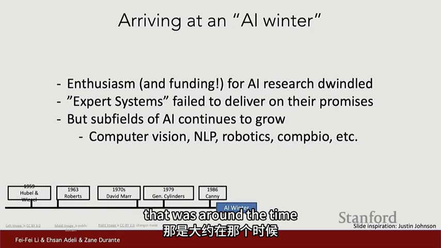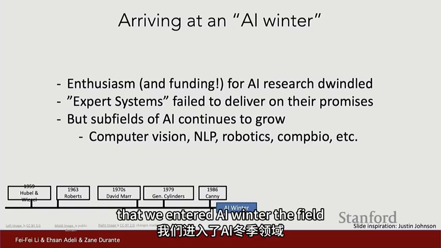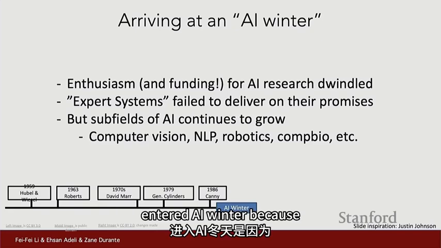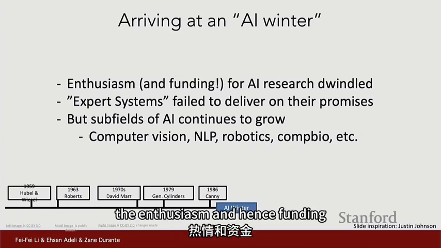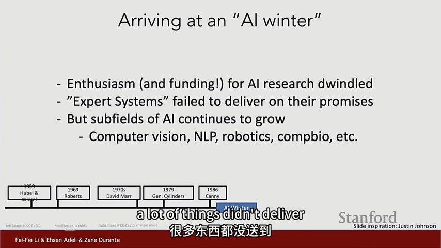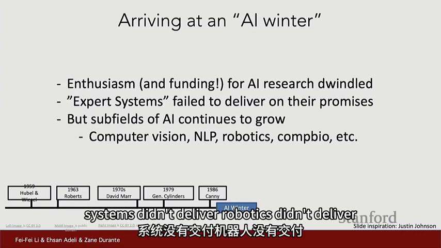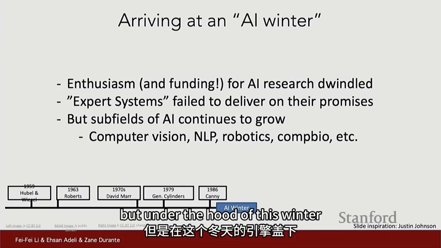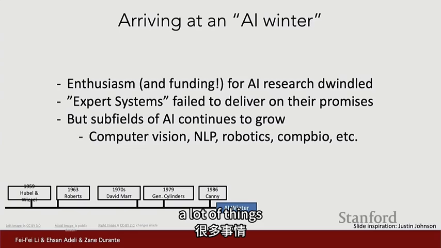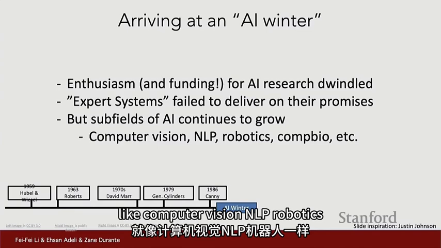That was around the time, before many of you were born, that we entered AI winter. The field entered AI winter because the enthusiasm and hence funding for AI research dwindled. A lot of things didn't deliver. Computer vision didn't deliver. Expert systems didn't deliver. Robotics didn't deliver. But under the hood of this winter, a lot of research started to grow from different fields like computer vision, NLP, robotics.